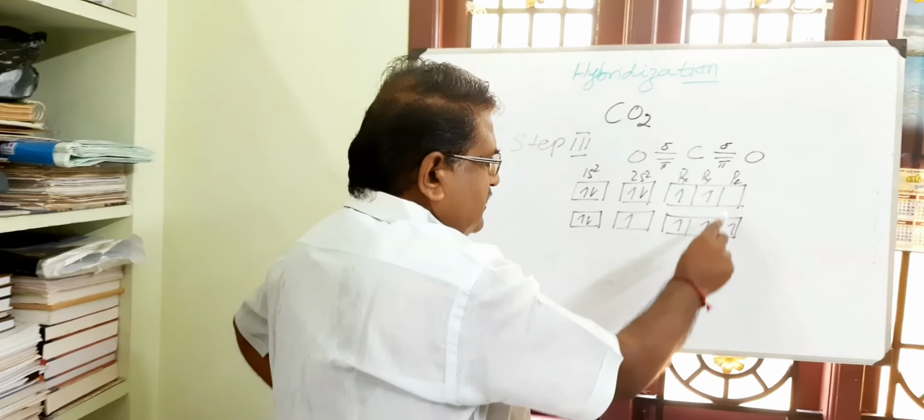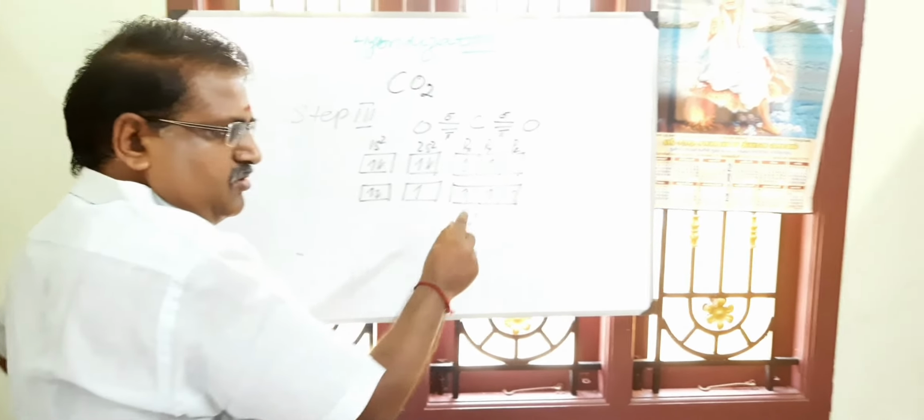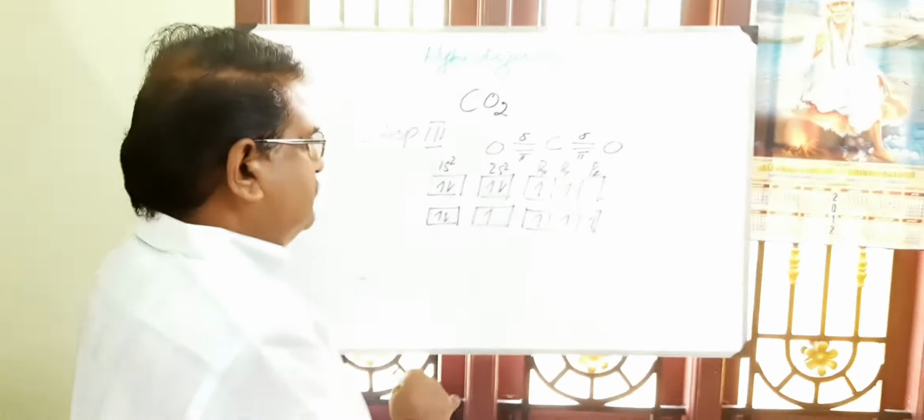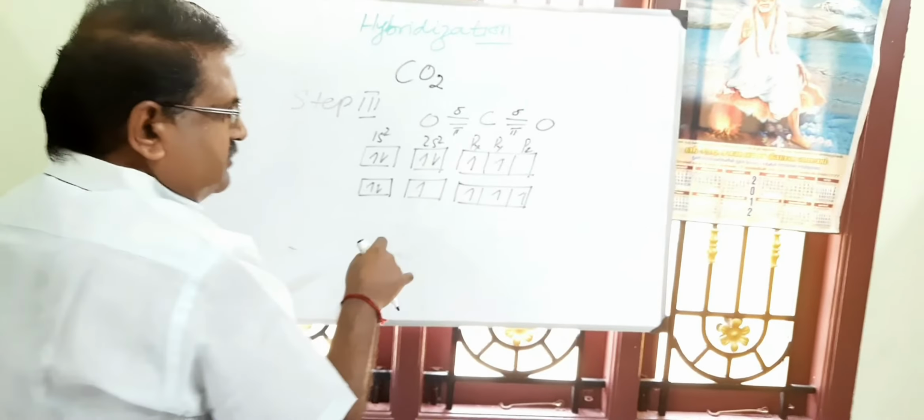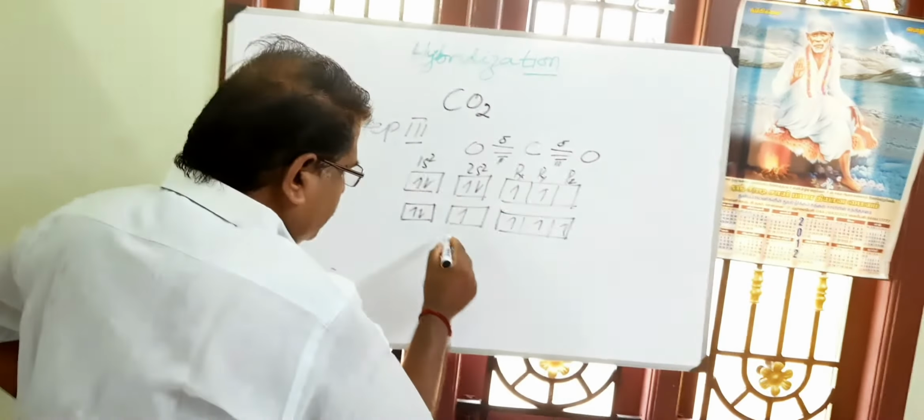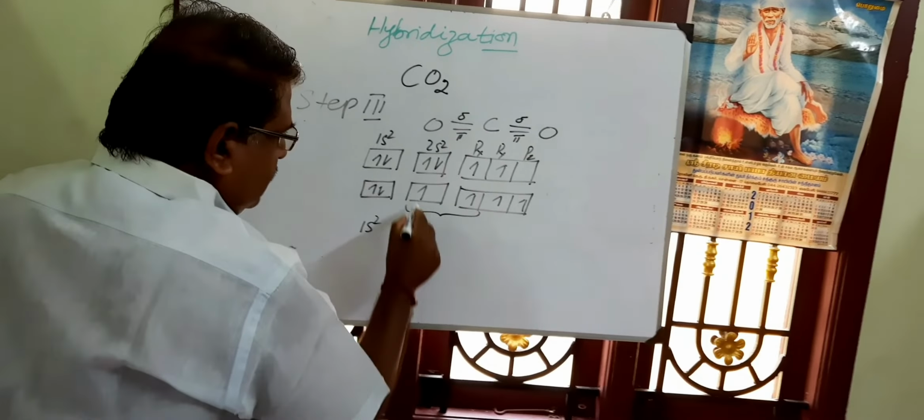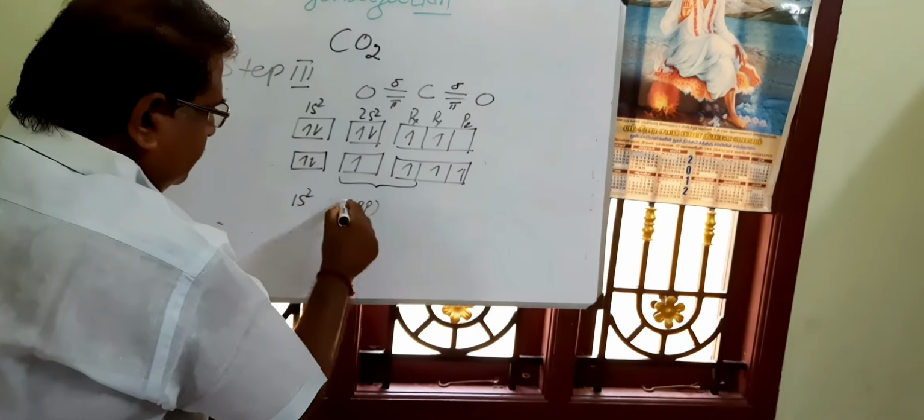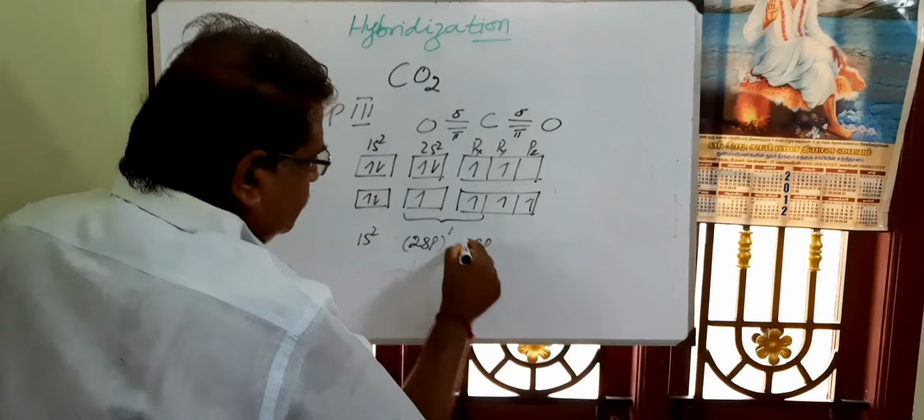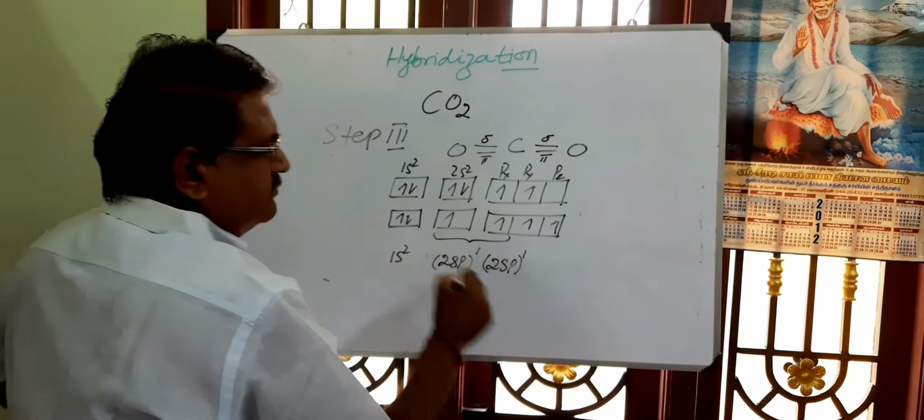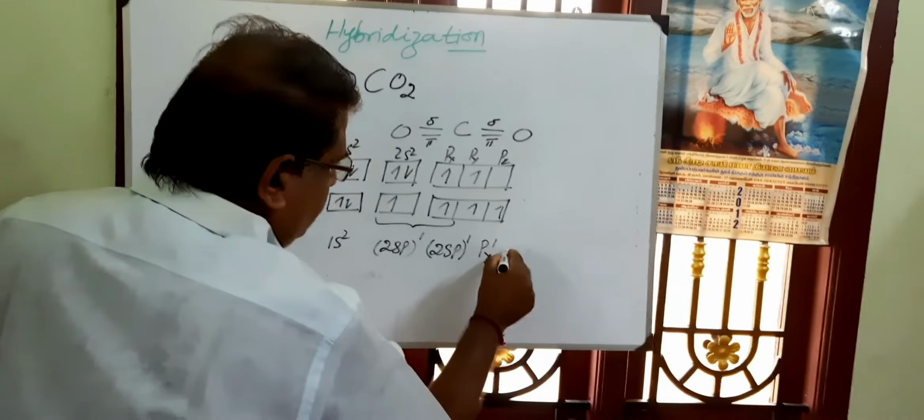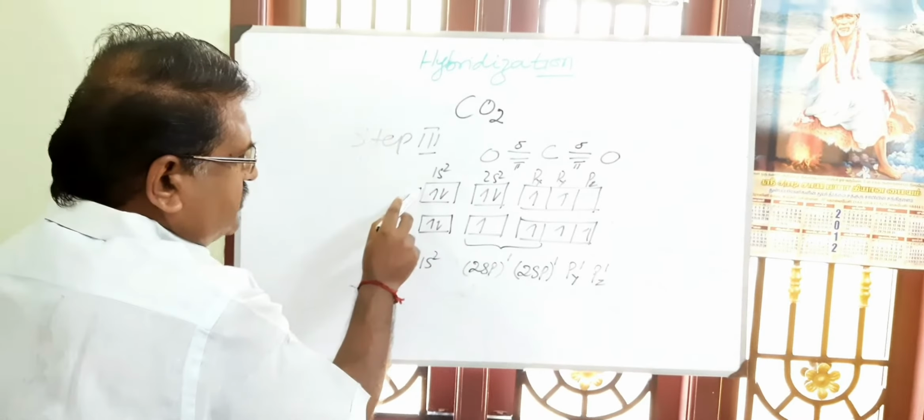So now in the valence shell, these 4 valence electrons will combine and form equivalent hybridized orbitals. Now, in order to form the 2 sigma bonds, we need 2 equivalent hybridized orbitals. So the hybridization is going to be sp hybridization. So 1s2, right, and 2sp1, 2sp1 and py1, pz1. So this is the ground state electronic configuration of carbon.